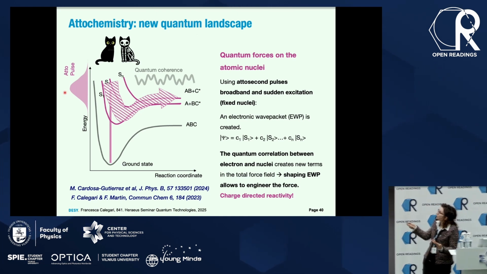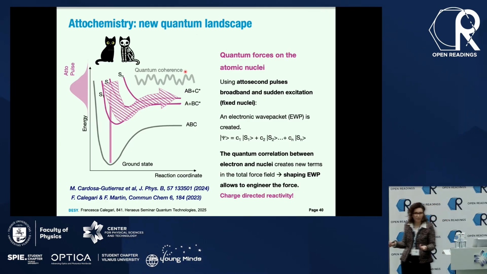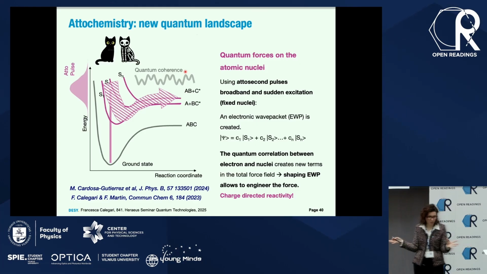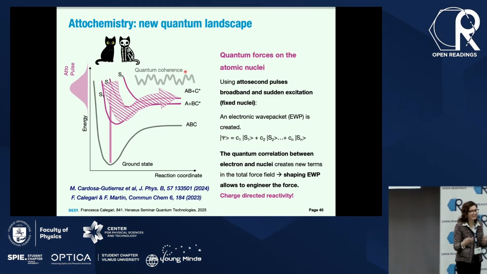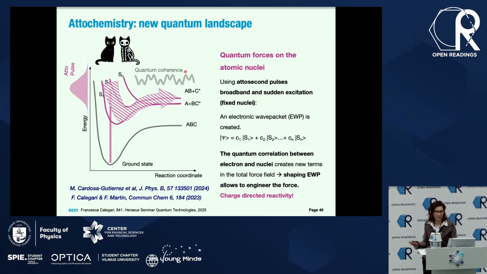So the idea is really, how can we shape this interaction? How can we interact with the molecule such that we can really affect the chemical reactivity, because we are changing completely the landscape of the molecule, okay? Redefining chemical bonding, redefining the chemical forces, and all of that.